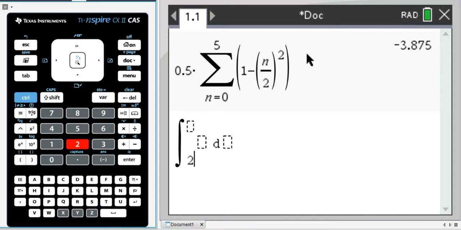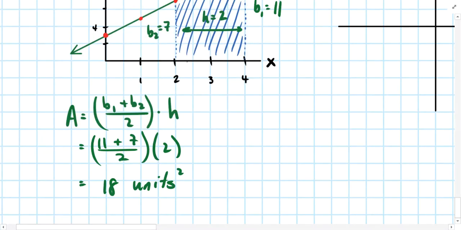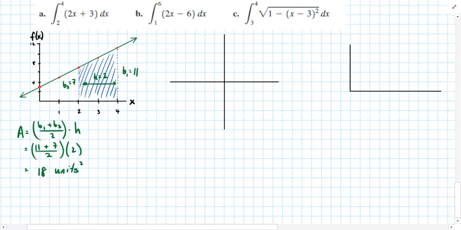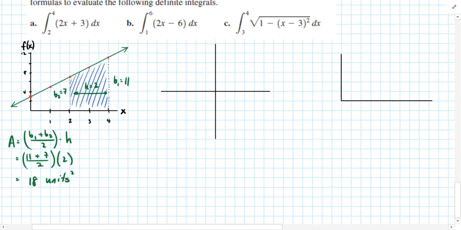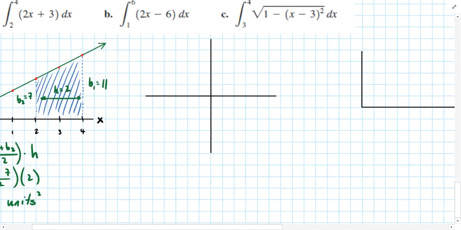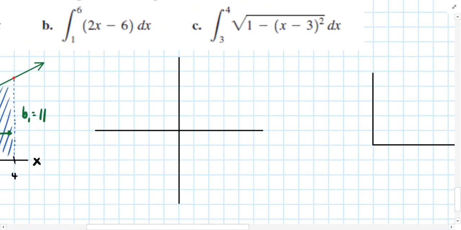So let's see what we get. The lower boundary was 2, the upper boundary was 4, and the function that we are integrating was 2x plus 3 with respect to the variable x. And when we press enter, sure enough, the definite integral does come out to be 18. And we established that using geometric methods just a moment ago. So that's nice to see. And that'll make me rethink the calc permitted and not permitted portions of the test, but I'll worry about that.